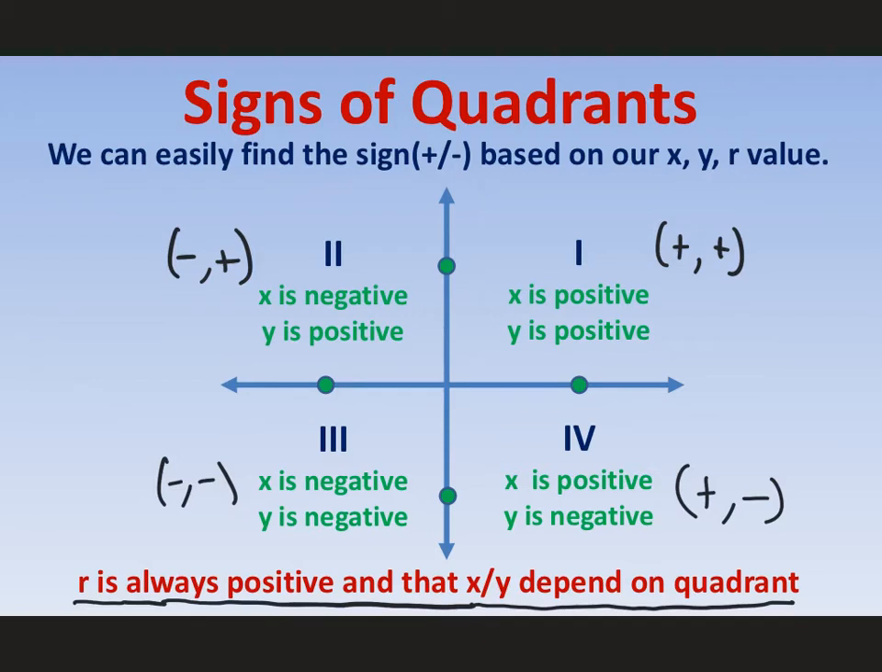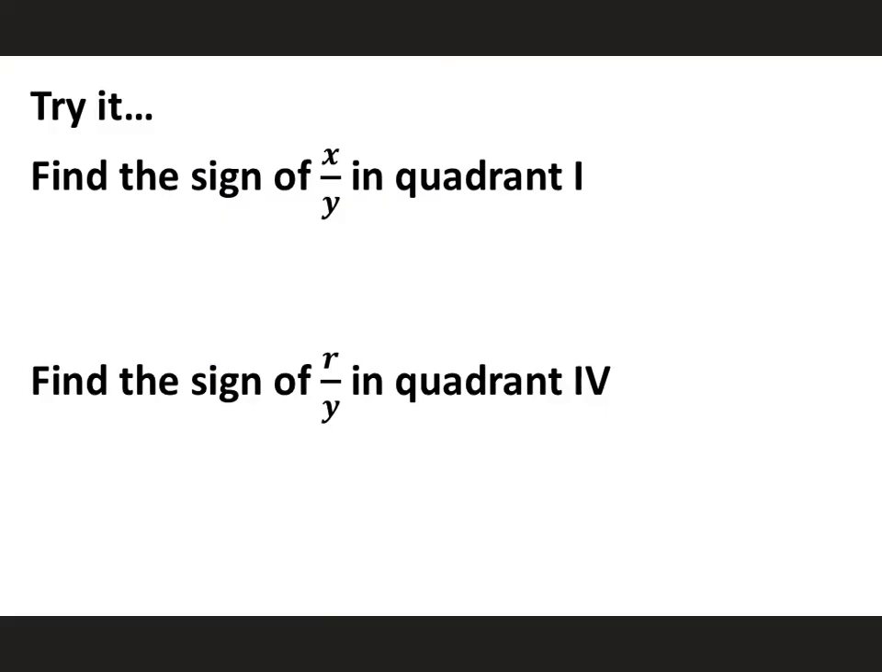In the example we did on the previous slide, x and y were both positive, so the answers were positive. But if I'm over in quadrant 2, some of my trig functions are going to be using x, and so they'll end up being negative.